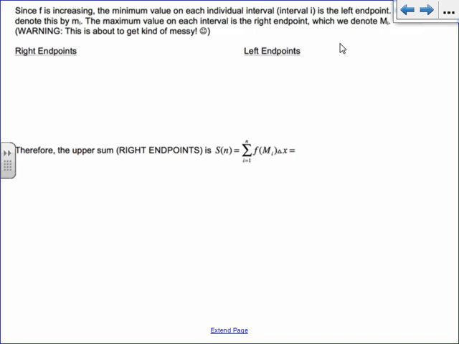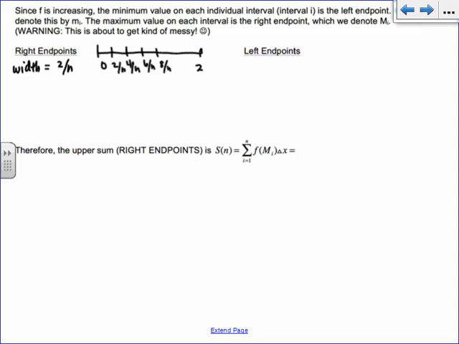So if we use right endpoints, sometimes I draw the little number line, 0 to 2, and each width is going to be 2 over n, right? I talked about that. Then the first right endpoint is going to be at 2 over n. The second right endpoint will be 2 of those 2 over n's. It's going to be at 4 over n. The next one's going to be at 6 over n, 8 over n, and so on.